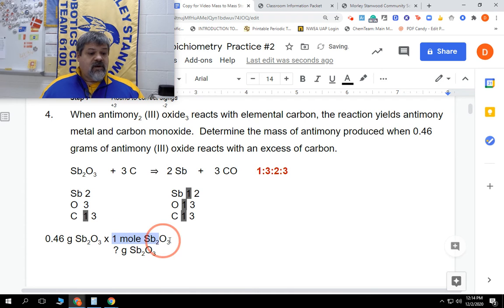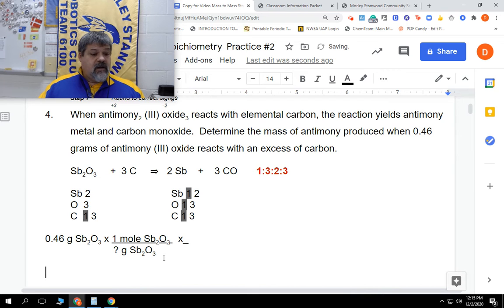So we have that, and we're going to just go ahead and underline that, like we always have to do, because we do times in a line. That's our line. Then we're going to do another times in a line, and we're just going to get rid of the underline on that part. So we're going to figure out the molar mass of antimony 3 oxide.